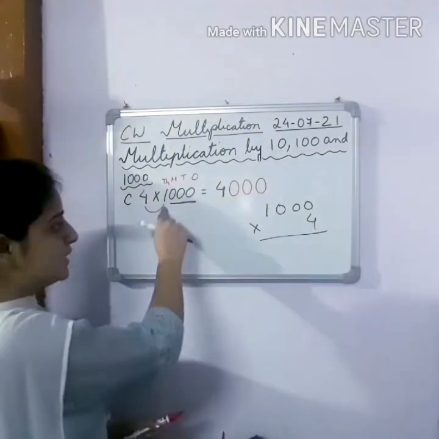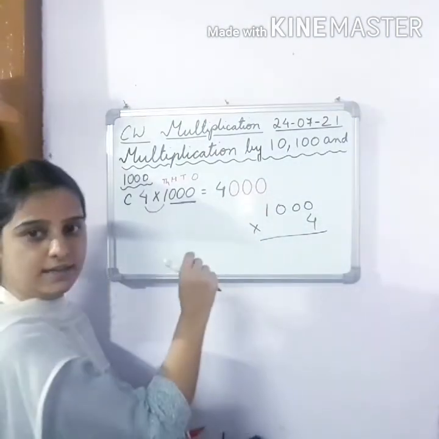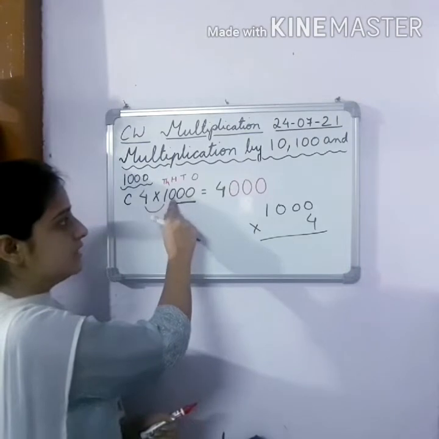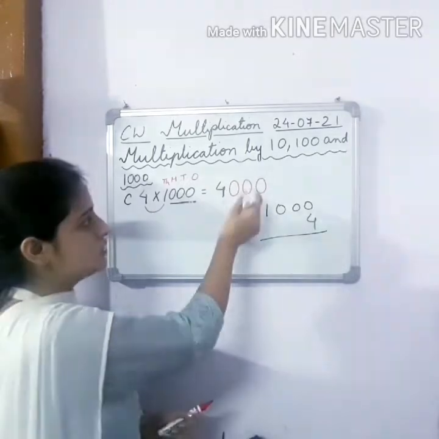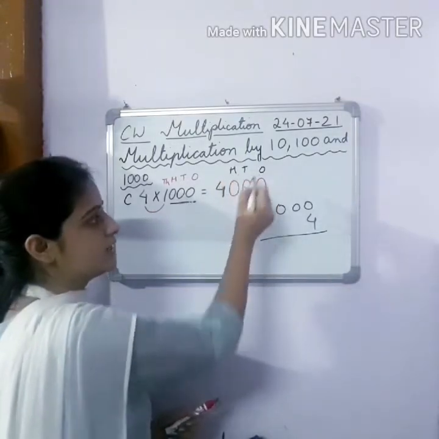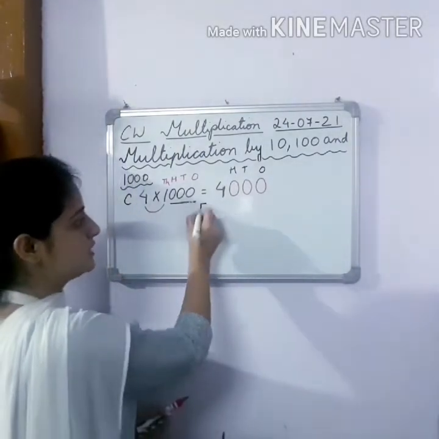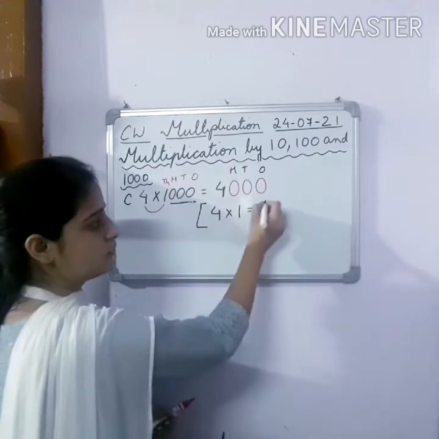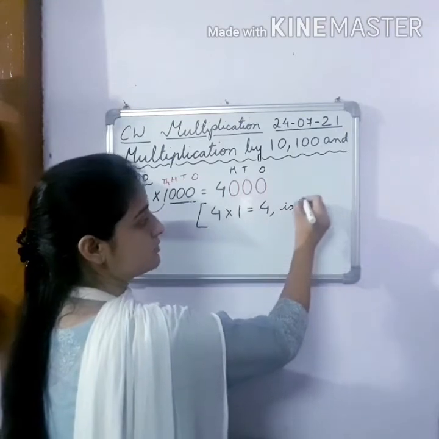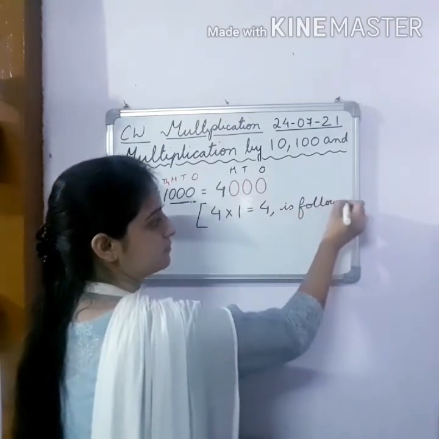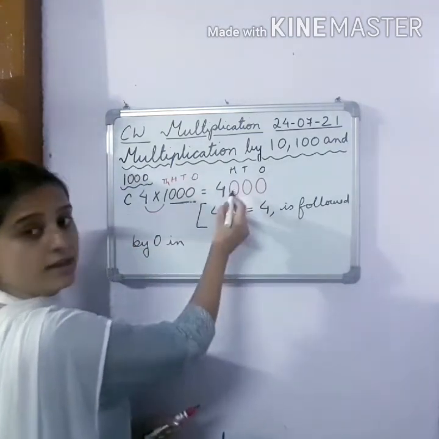Okay, we will first multiply the number and then we will put the zeros in their respective places at the end. Okay, zeros are in which place? Hundreds, tens and ones. So we will put the zeros in hundreds, tens and ones place. Okay. What we did, children? First we multiplied 4 into 1. We got 4. And this 4 is followed by 0. In which places? Hundreds place.